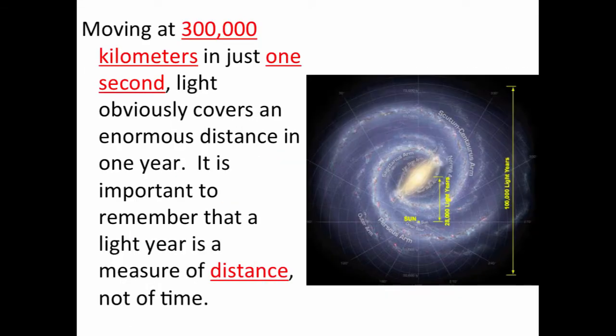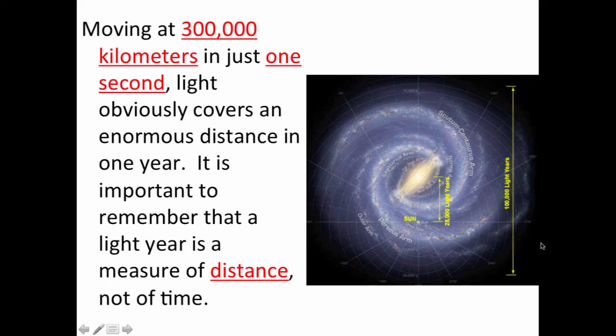So moving about 300,000 kilometers in 1 second is how fast the speed of light is. Now, notice we're talking about the speed of light because the definition of a light year is how far light travels in 1 year. So we have to talk about how fast light is. Well, light travels 300,000 kilometers in a second, which means in 1 second, the light can travel around the Earth 3 times. So it obviously covers a very enormous distance in 1 year. This is important to remember that a light year, again, is a measurement of distance, not time.